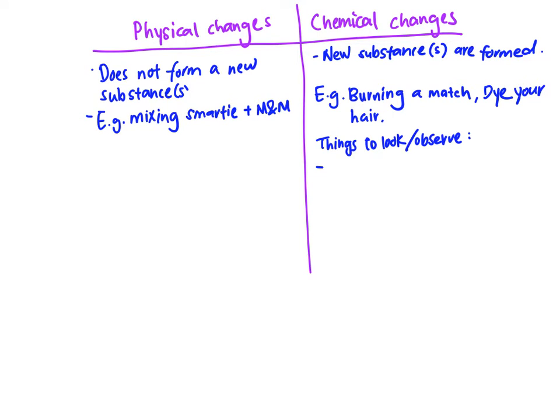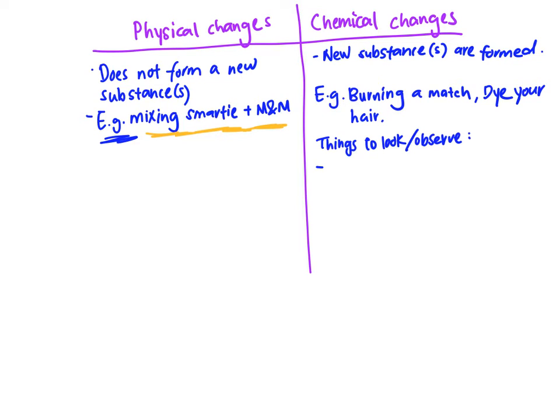On the other hand, chemical change is when two things undergo a chemical change. When they are mixed together, they form a new substance. Some examples of physical change: when you mix Smarties with M&Ms, you will realize M&Ms are still M&Ms and Smarties are still Smarties.